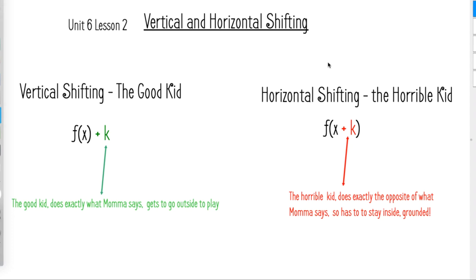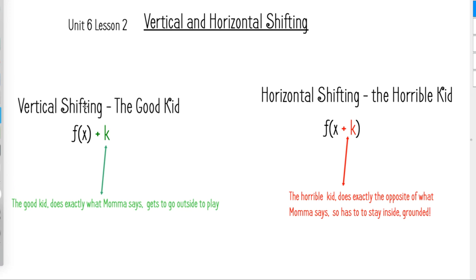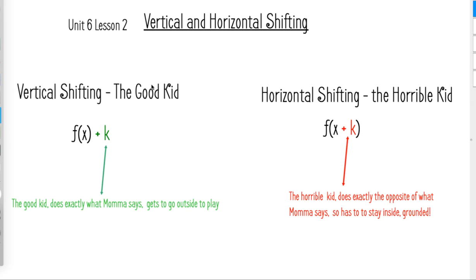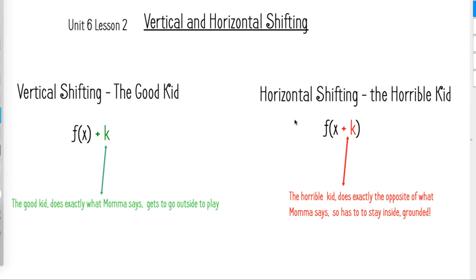All right, today we're going to talk about vertical and horizontal shifting. So I've been saying this all along during class. Basically, we have shifting that can occur vertically, which is up and down. That's why we call that the yes kid, because when you nod your head, it's up and down. And we have horizontal shifting, which we call the horrible kid, because horrible sounds like horizontal.